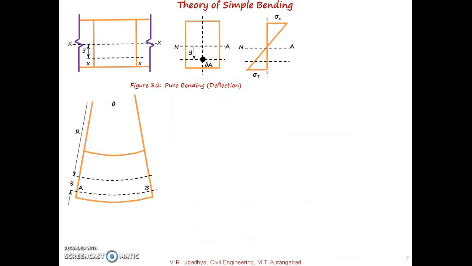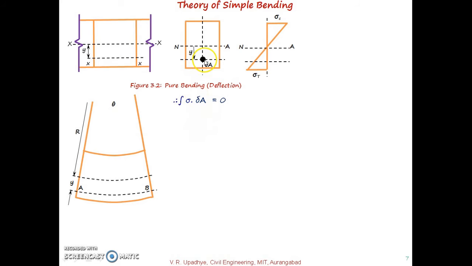So if this is the case, then what is written is the integral of sigma into delta A. So now what we have is, at the top of the neutral axis we have compressive forces, and at the bottom of the neutral axis we will have tensile forces.